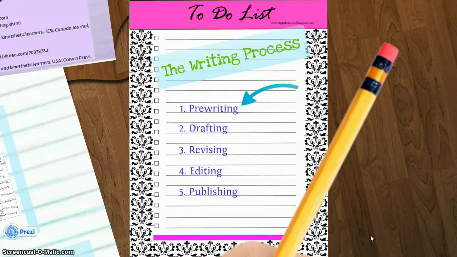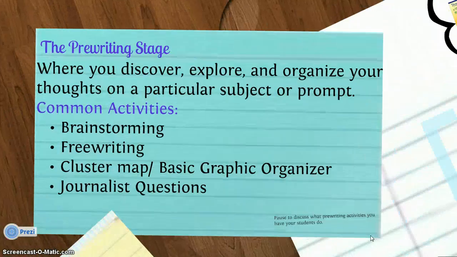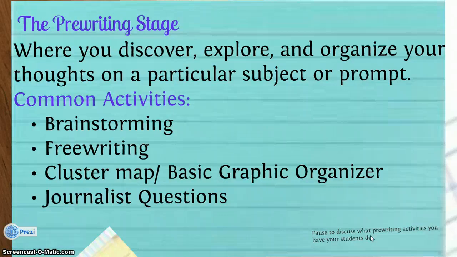Pre-writing is the first stage in the 5-step writing process. After pre-writing, students move on to drafting, revising, editing, and finally publishing. For this workshop, we're just going to focus on the pre-writing stage. Pre-writing is the stage in which you discover, explore, and organize your thoughts on a particular subject or prompt.